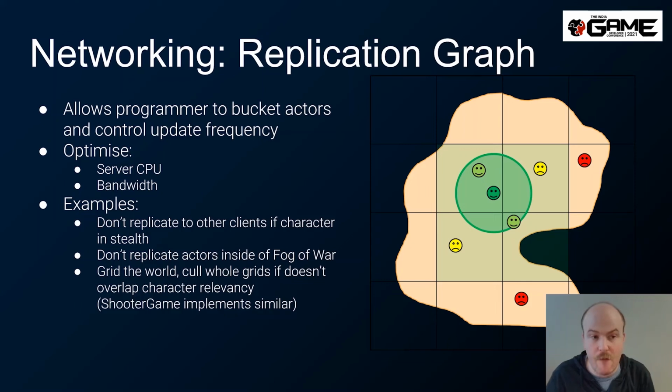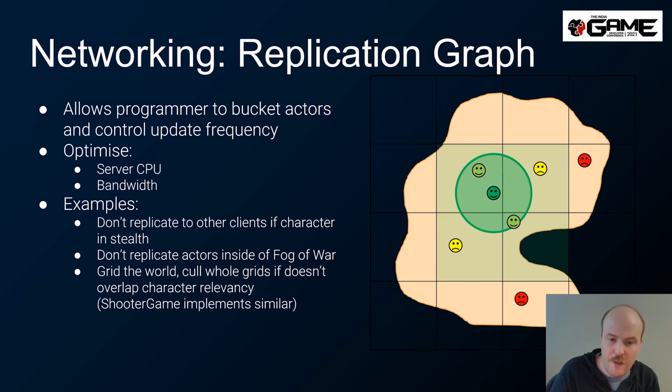We also have our network replication graph. And as I said, we make games, and the only way that we could see a game like Fortnite actually support that many players doing complex things is with our replication graph. The way this works is it allows programmers to bucket actors and control update frequency, right? That means we're optimizing the server CPU and bandwidth by essentially not replicating where we don't have to.